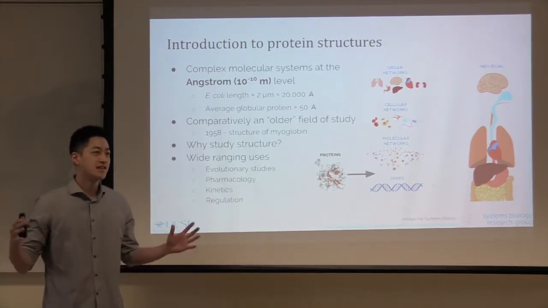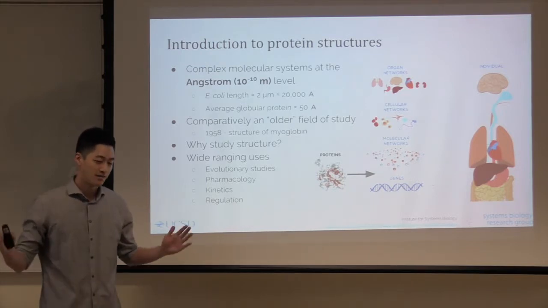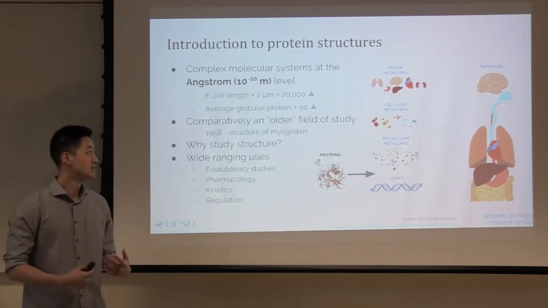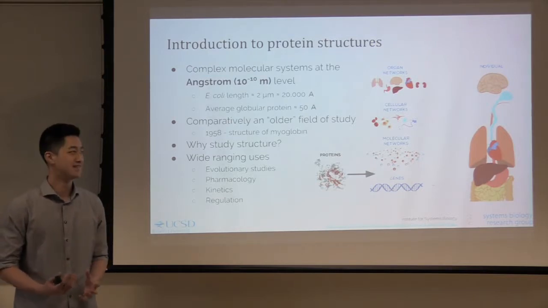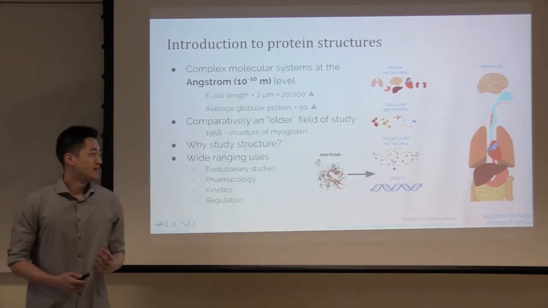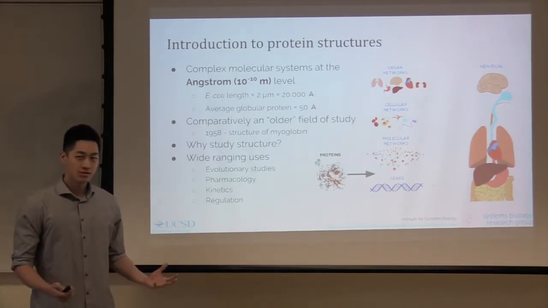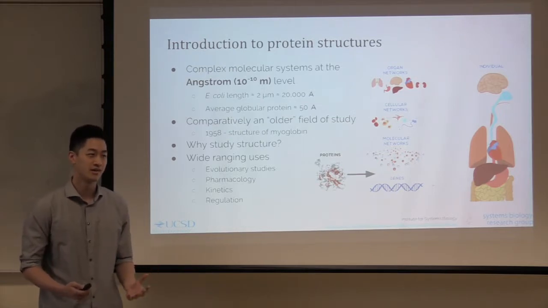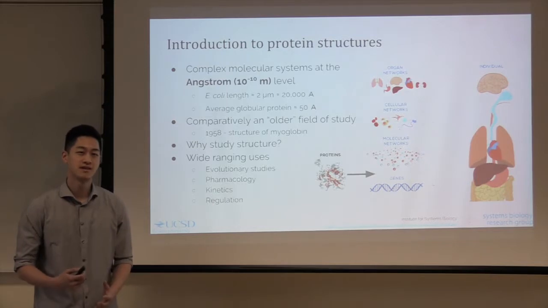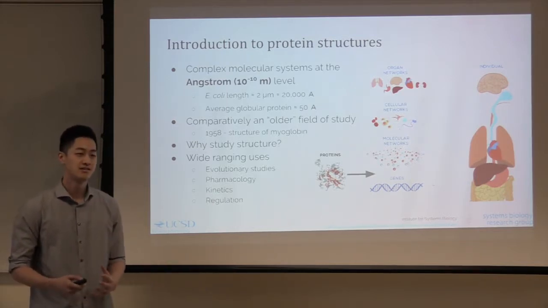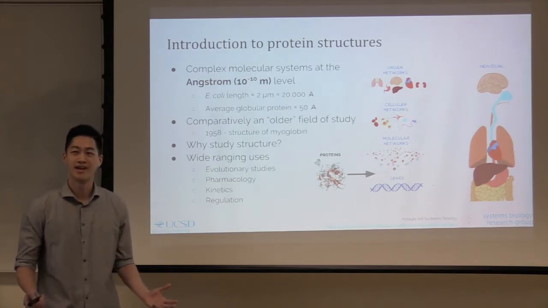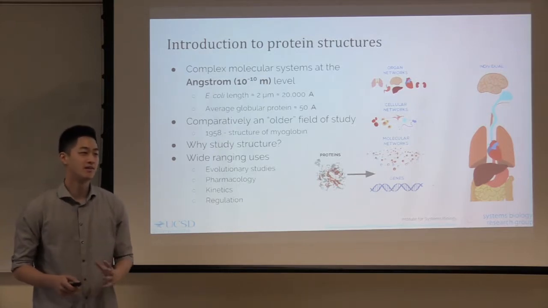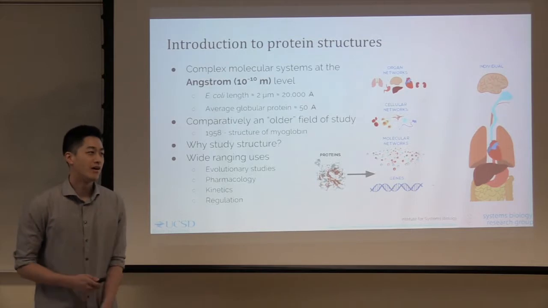Just to get you situated, the length of an E. coli cell is about 20,000 angstroms, and the average diameter of a protein is 50 angstroms. So you can imagine that there's going to be a lot of proteins in a cell. And comparatively, the study of protein structures is a much older field of study compared to these omics technologies, which are really recent. These have developed in the last 20 years, but protein structures have been studied since the 50s, and the techniques to understand their structure have been developed since the early 1900s. So these kinds of techniques have been used and improved upon for a long time now.